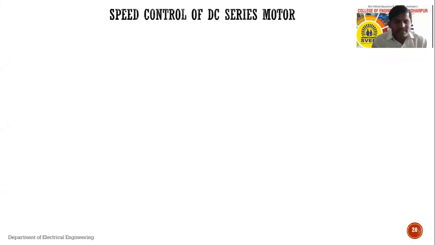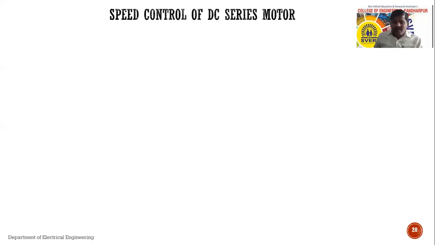Now today we will discuss the next speed control technique, speed control of a DC series motor. So see, in that speed control technique, again according to the equation, N is directly proportional to EB divided by phi. So either we control the speed of DC series motor by controlling the armature voltage, that is EB, or by controlling the flux produced by the series field winding, that is phi.